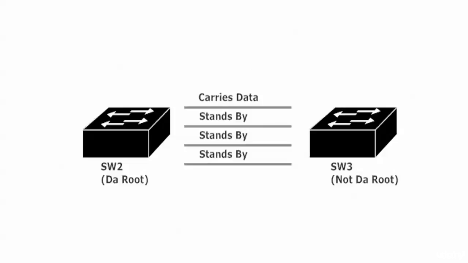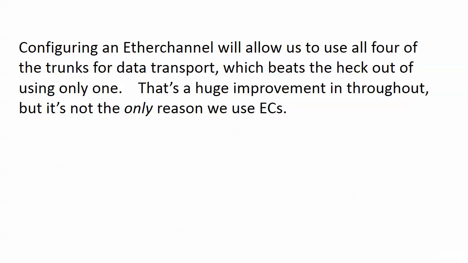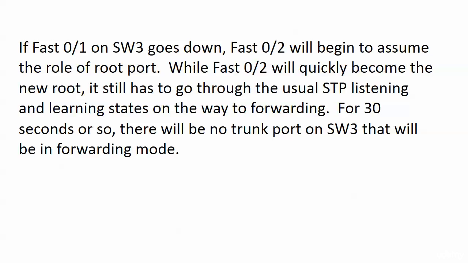And again, we love the redundancy and we love the backup, and that's all fantastic. But wouldn't it be great to go ahead and combine them and use them all at one time? That would be fantastic. And when we configure an Ether channel, we can choose to use all 4 of the trunks for data transport. It beats the heck out of using 1. We could do 3, and actually that's what we're going to do first, is put 3 of them in an Ether channel. Now that is a huge improvement in throughput, not throughput, and I'll fix that, but it's not the only reason that we use Ether channels.